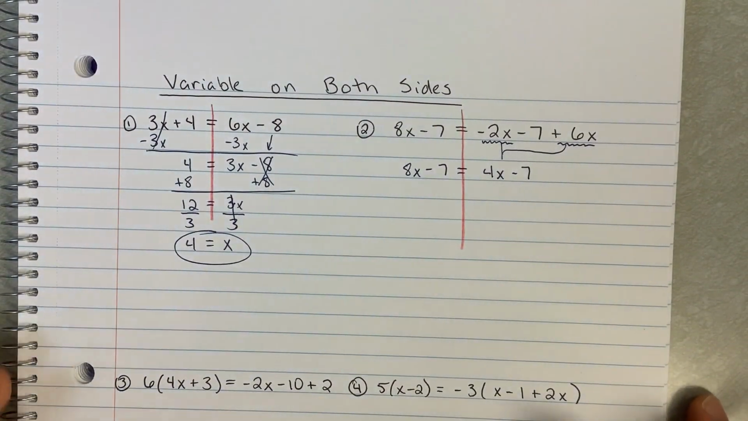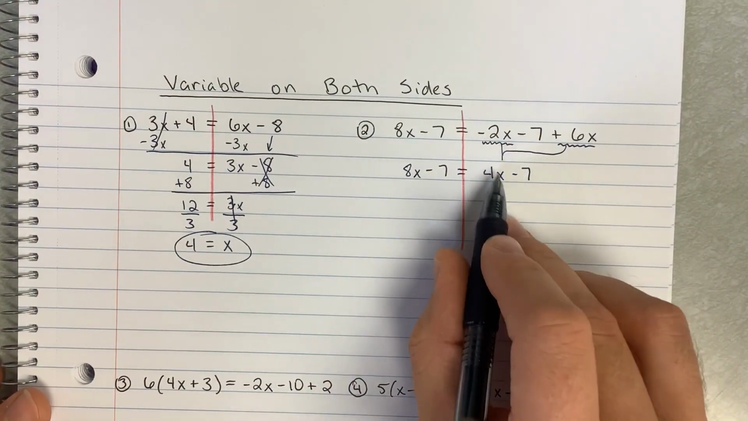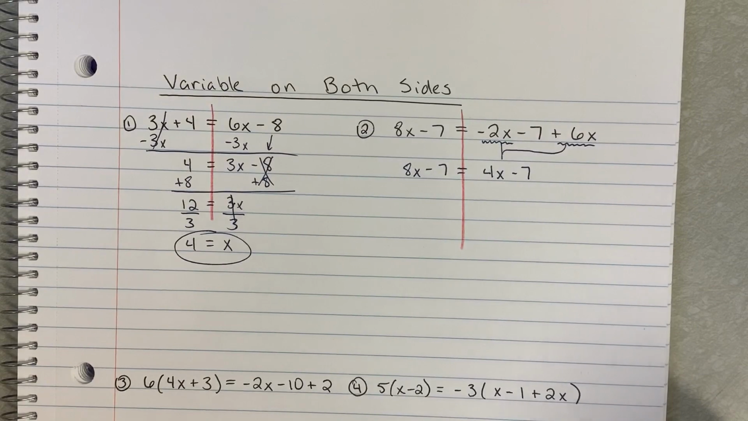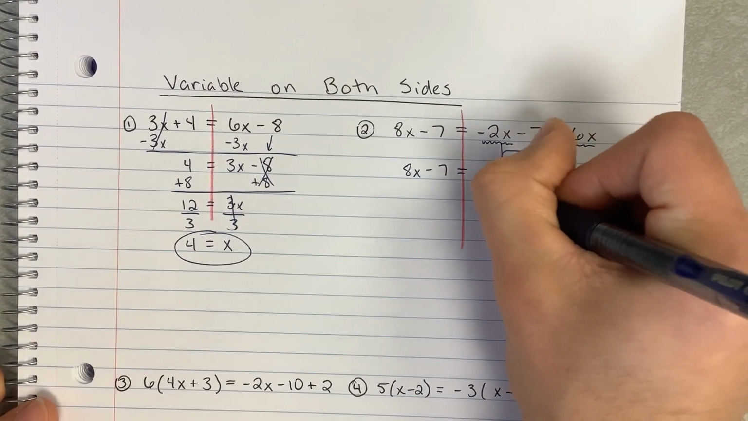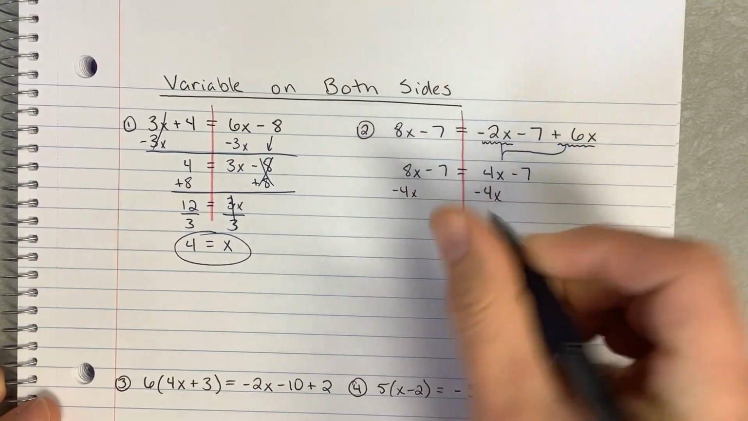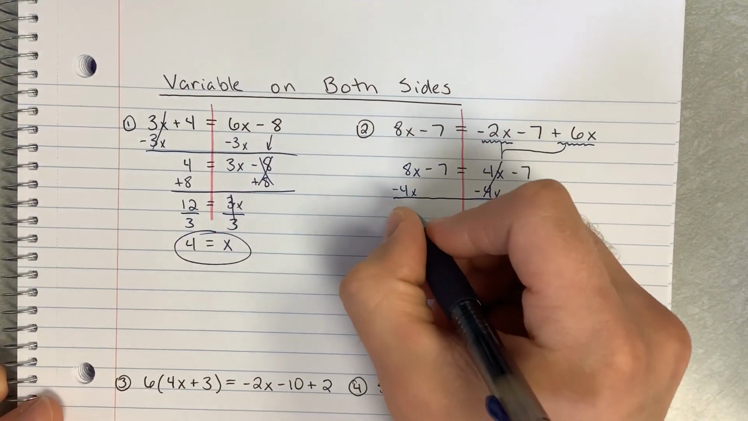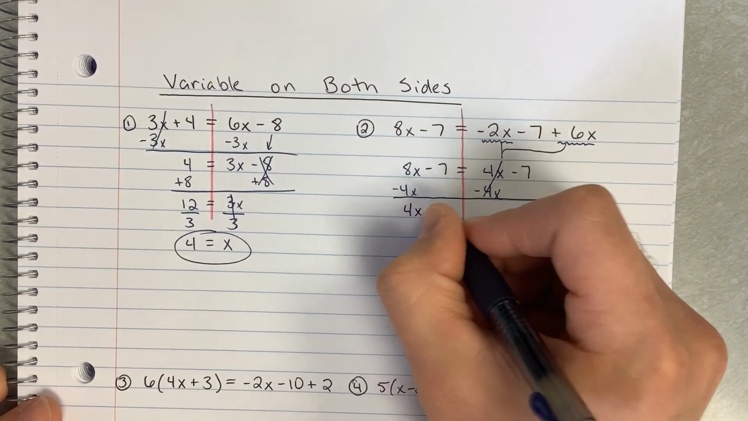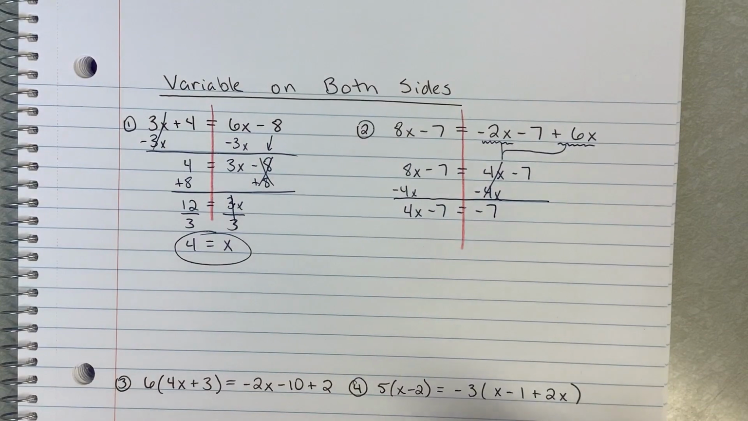Step 3 says get your variable on one side. Well, I can move 8x to the right or 4x to the left. It doesn't matter. I'm always a fan of moving the smaller one, but that's just me. So I'm going to do this 4x is positive, so I'm going to do negative. It cancels out. 8 minus 4 is 4. Bring down this minus 7. Bring down that minus 7. And here we go. I'm at my 2-step range now.